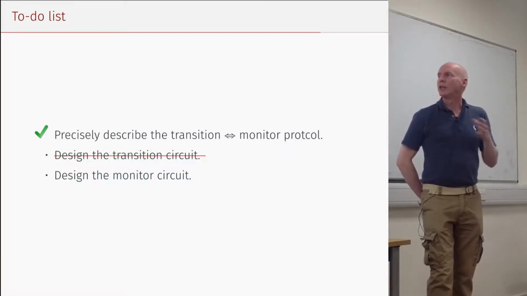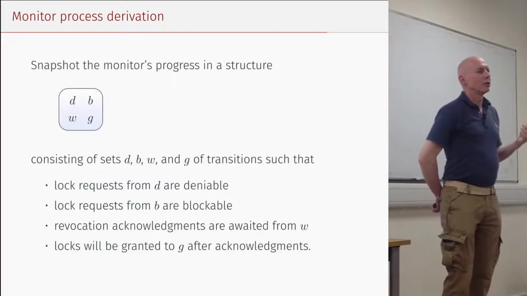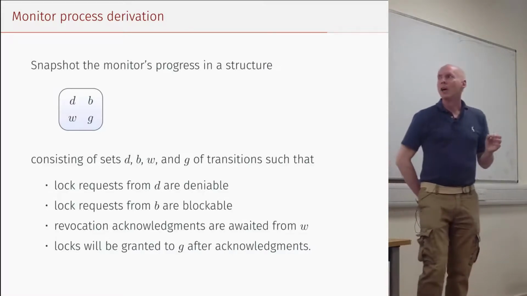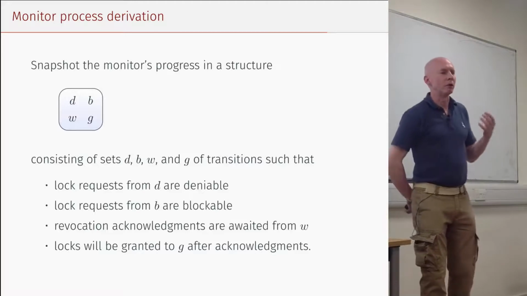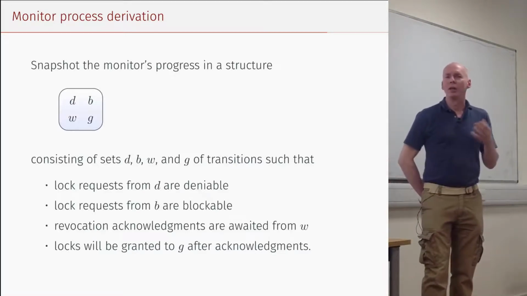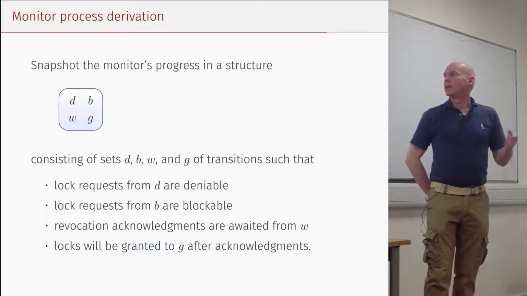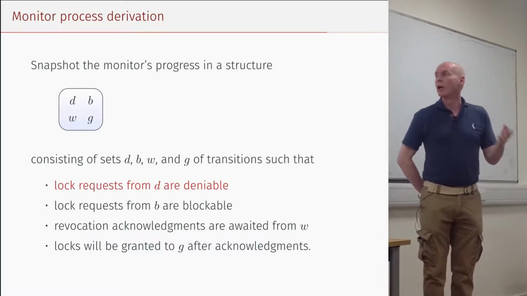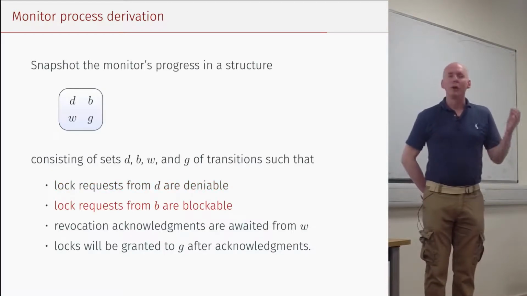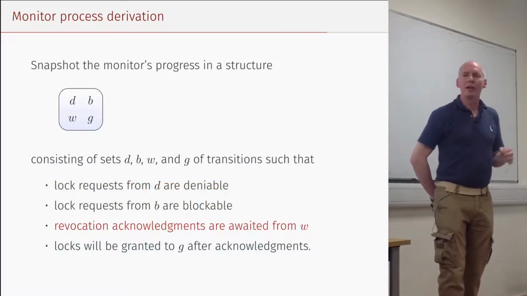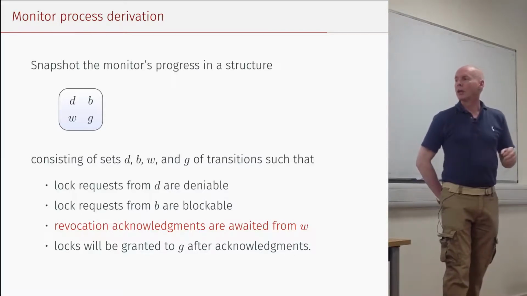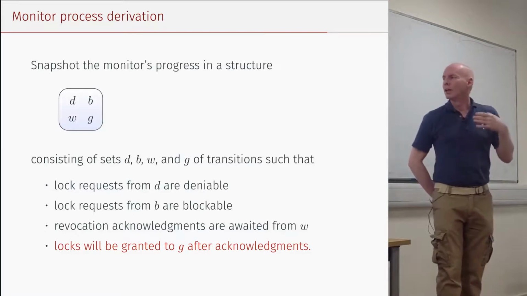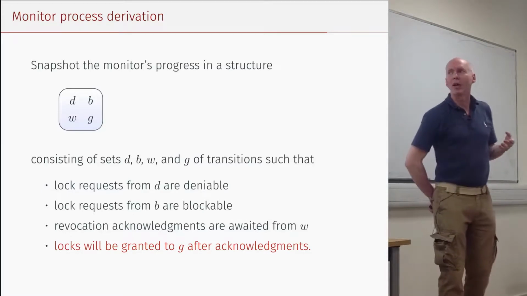And to that end, we take a step back and ask, what does it take to get a snapshot of what the monitor is up to at any point in time? And it boils down to these 4 sets of transitions with which it is interacting. We have the set D of transitions from which the monitor will have to deny a lock request if one comes along. The set B of blockable transitions. W, transitions from which it's waiting for a revocation acknowledgement. And the set G of transitions to which it will grant a lock when the required revocation acknowledgements have arrived.